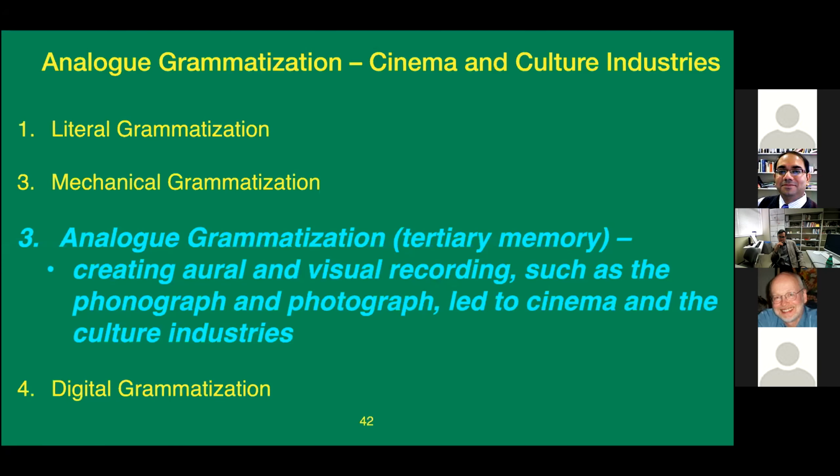In the previous section, we saw that a phonetic alphabet enabled the grammatization of writing gestures through movable type and the printing press. In the following section on analog grammatization, we will see that the grammatization of oral and visual perception, such as phonographic and photographic recording, led to cinema and the culture industries.